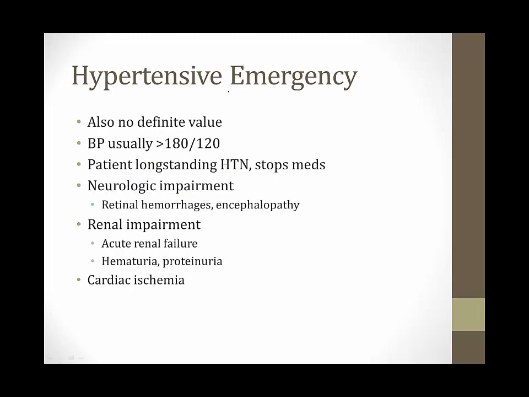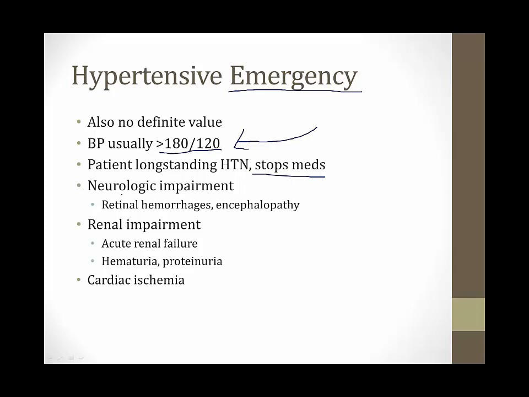Contrast that with hypertensive emergency. This is a situation where the blood pressure is very high and there is evidence of end organ damage. There's also no definite value for this condition, but people usually use the same numbers like 180 over 120. And where this is often seen clinically is when a patient has long-standing chronic hypertension and abruptly stops their meds for some reason. They can then develop this type of blood pressure and they can become sick from the blood pressure being so high. So what are the symptoms that can potentially develop when the blood pressure gets this high?